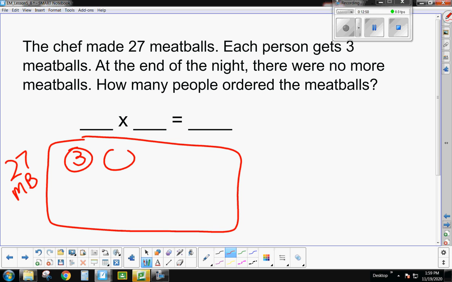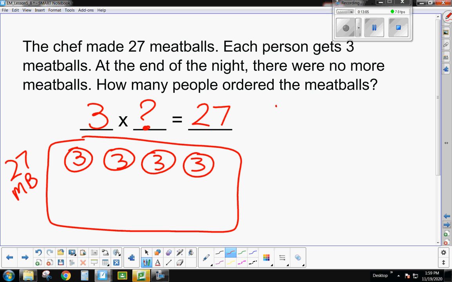I've got to figure out how many times I need to write 3, 3, 3, to get to 27. So 3 times what equals 27? Because really what you were doing was taking 27 meatballs and dividing them into groups of 3, and you want to know how many groups there are. Pause the video if you do not have the answer yet and see if you can figure that out.